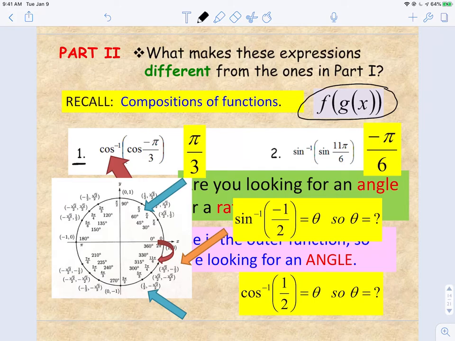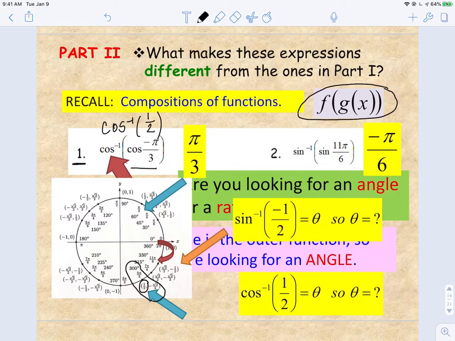So if you look at problem number 1, in the parentheses is asking for the cosine of negative pi over 3. If you look at your unit circle, negative pi over 3 is right here at 300 degrees or 5 pi over 3. And the cosine of that is going to be the x value. That's going to be this 1/2 right here. So we can rewrite the problem. I'll just rewrite it right above and replace that cosine of negative pi over 3 with a 1/2.